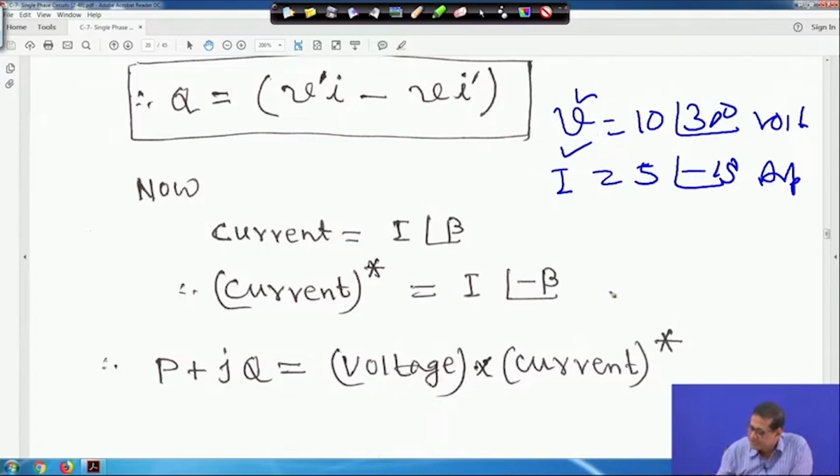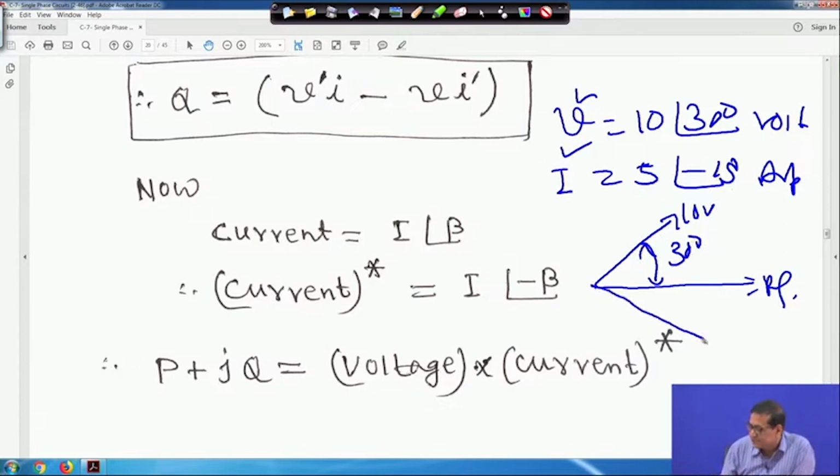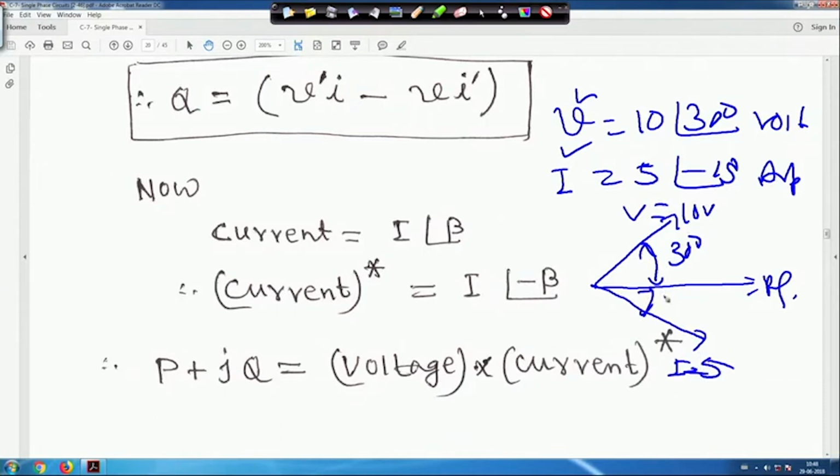Suppose I take a reference line. V is equal to 10 angle 30 degree, so with respect to this reference, this is my 10 volt and this is my 30 degree. With respect to the reference, the current is at minus 15 degree, so it will be on the negative side: this is my current I equal to 5 ampere, and this angle is 15 degree. So, what is the angle between the voltage and current? It is actually 30 plus 15, that is 45 degree.